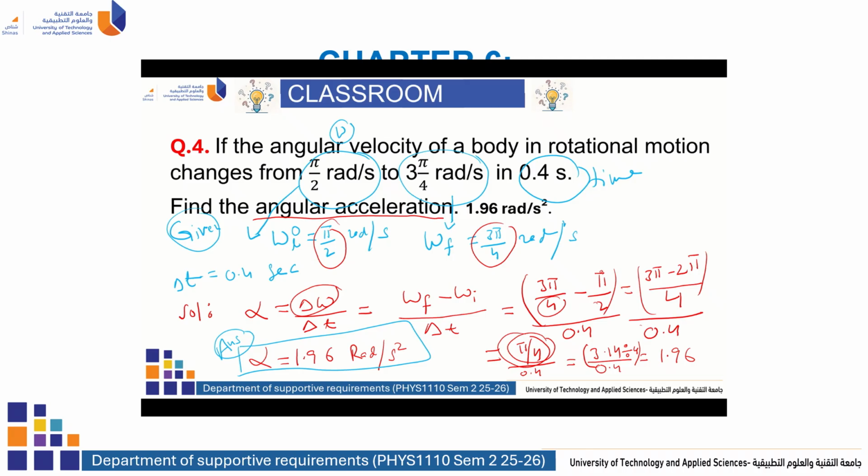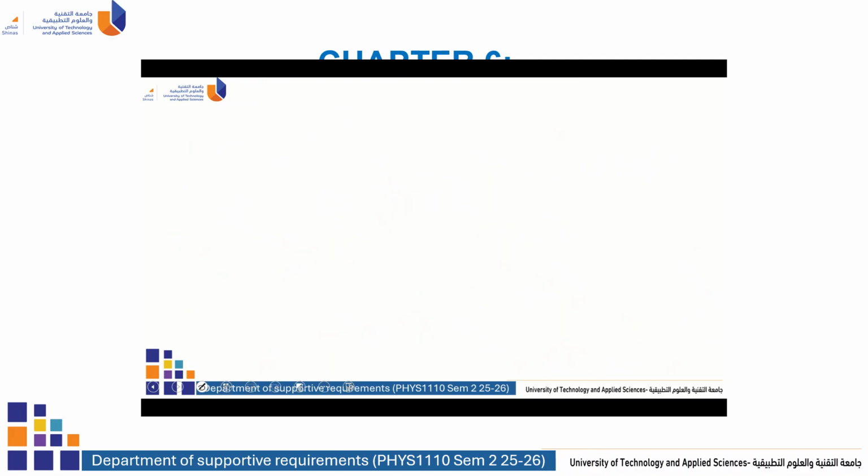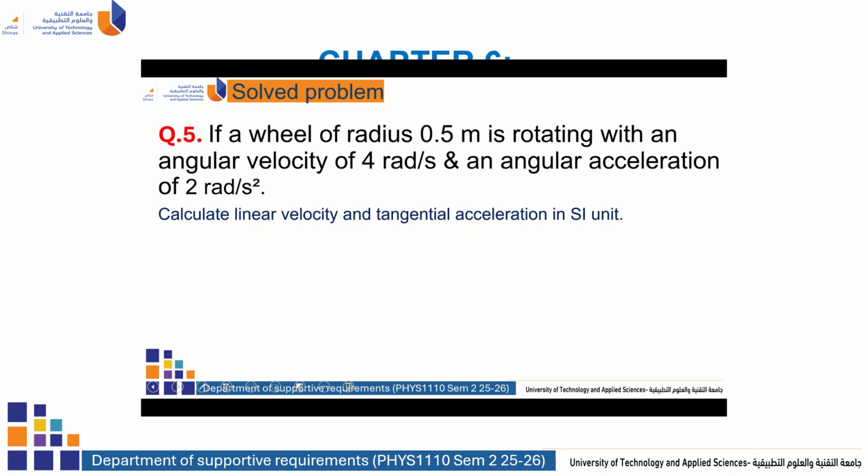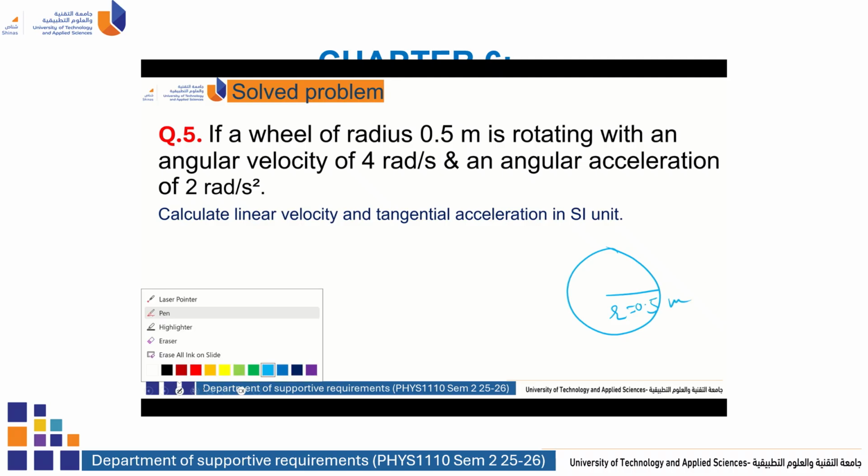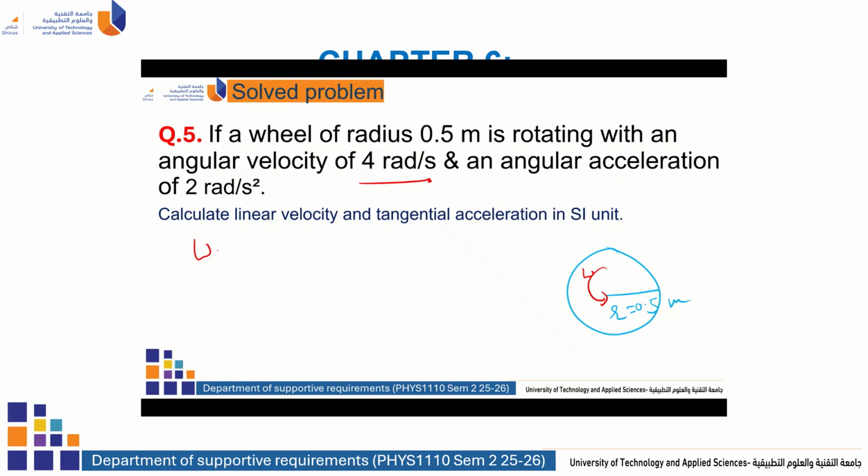So this is the answer for the angular acceleration. Okay, question number 5: if the wheel has a radius of 0.5 meter, so if I draw the wheel here, the radius is 0.5 meter, with an angular velocity of 4 radian per second, and this is the angular rotation, and the angular velocity of the wheel is 4 radian per second.